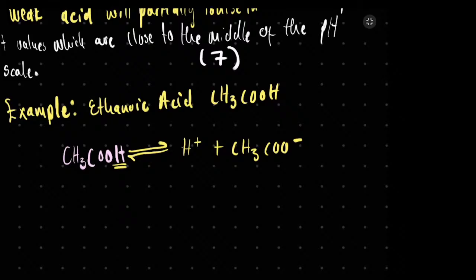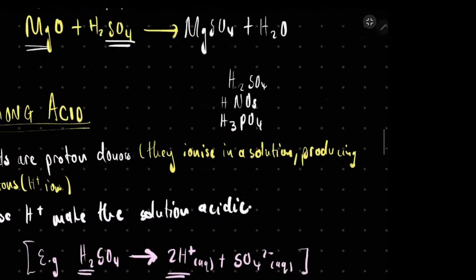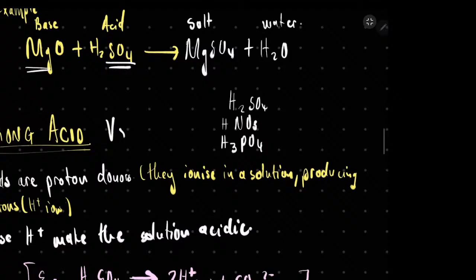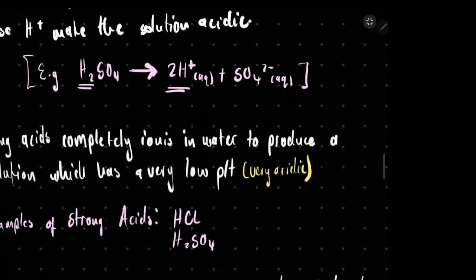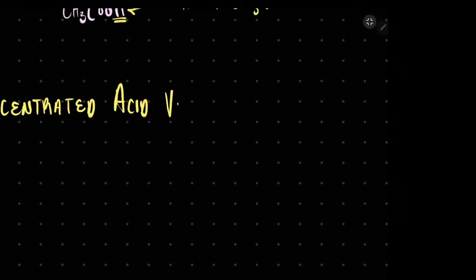Now, let's go to another word which I need you to know. This was strong acid versus weak acid. Now here, we want to say concentrated acid. I'm hitting important things here. Concentrated acid versus dilute acid.